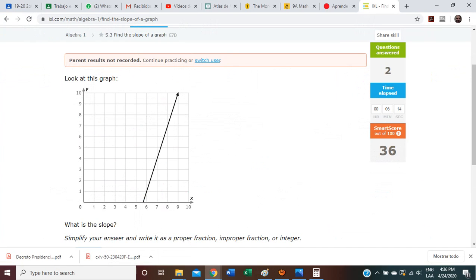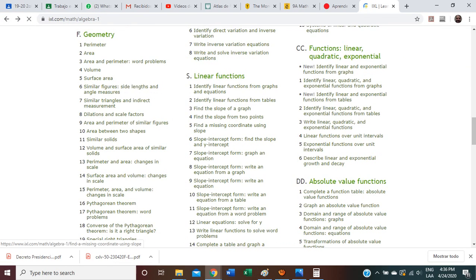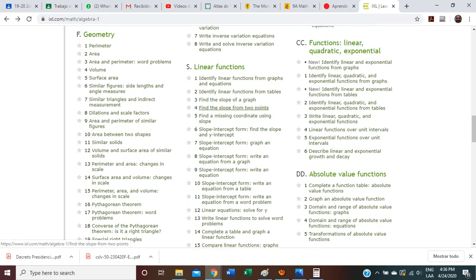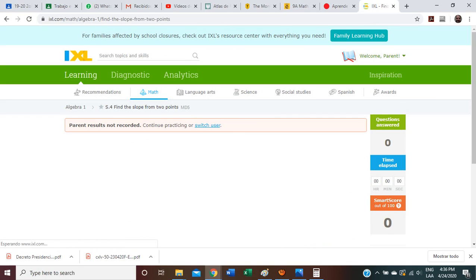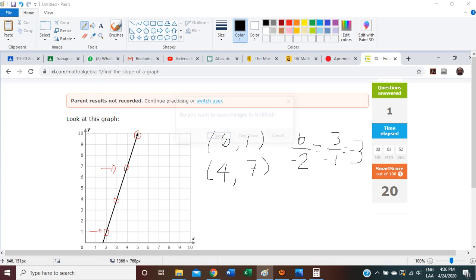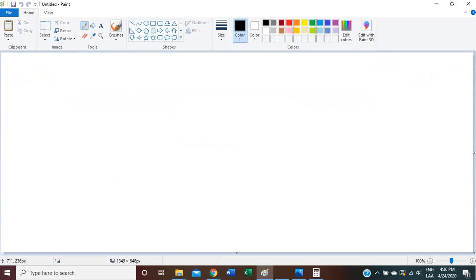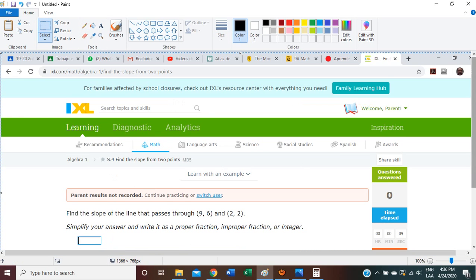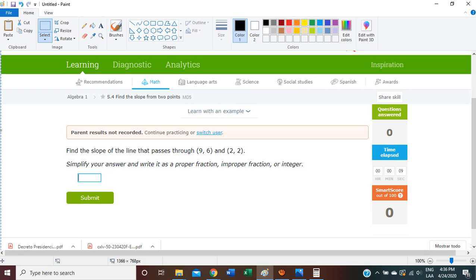All right, let's go to explain the next one. So S4, find the slope from 2 points. This is a little bit easier. Why is it easier? Because instead of having to watch a graph, you actually have the coordinates. We have the coordinates. These are 9, 6, and 2, 2, right?